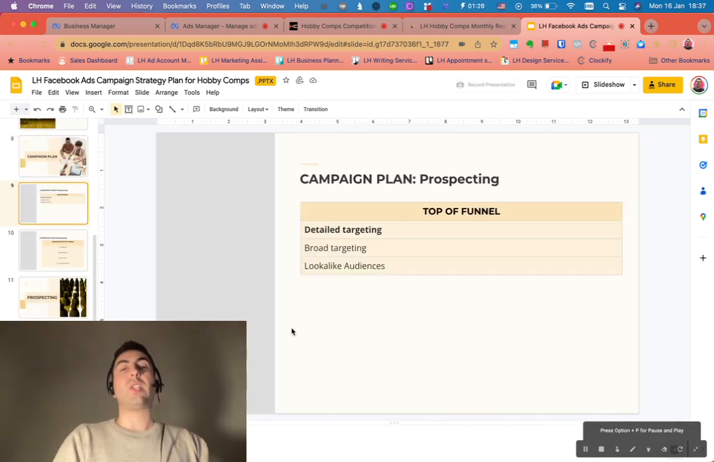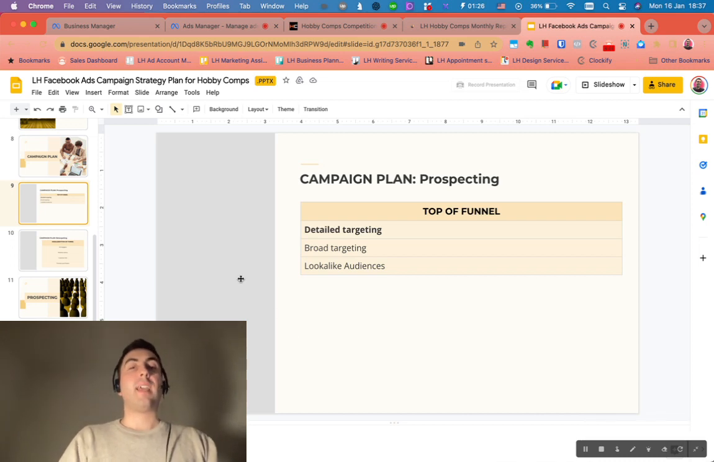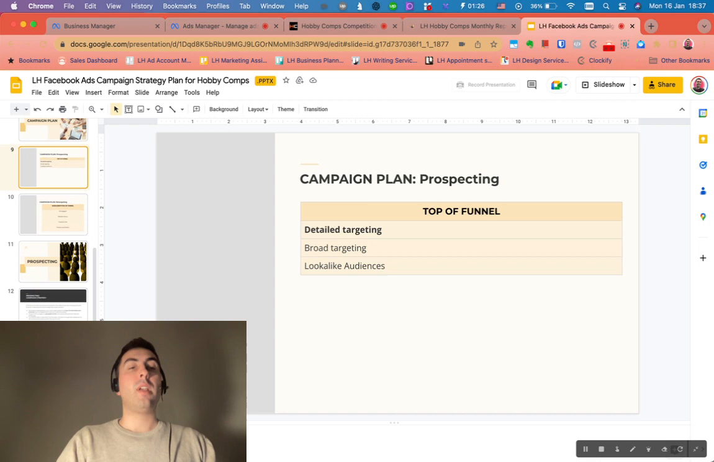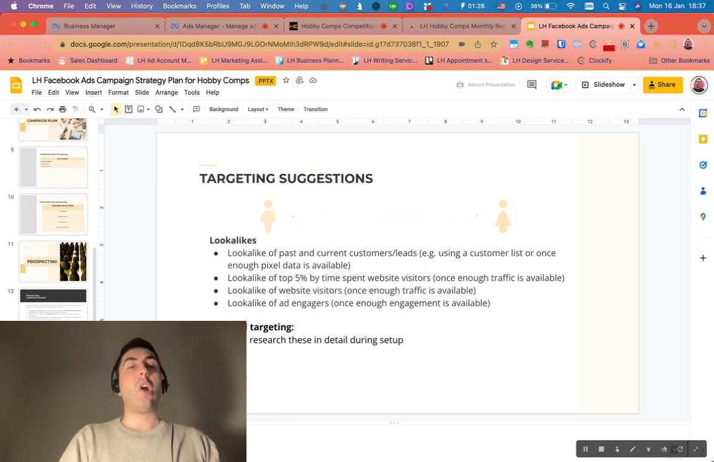We then suggested to set up a top of funnel campaign where we target different interests and behaviors. We'd use broad targeting as well, where we let the algorithm decide who to target, which often performs really well. And then we'll set up lookalike audiences. Now, lookalike audiences, we always want to test out a lookalike audience of past or current customers. That is people that have either filled out a lead form, or in this case, they've made a purchase, they've taken part in a competition.